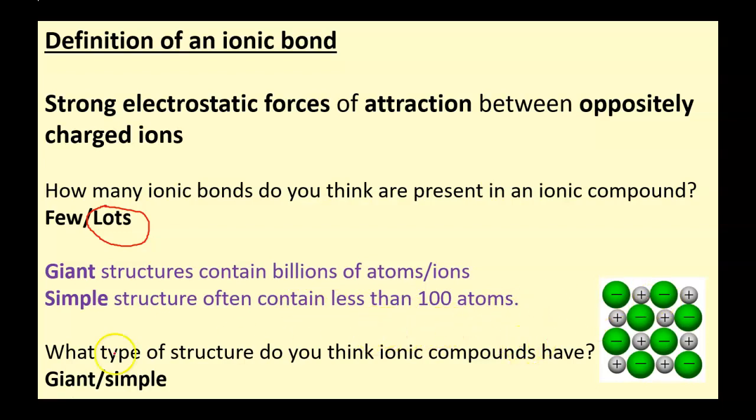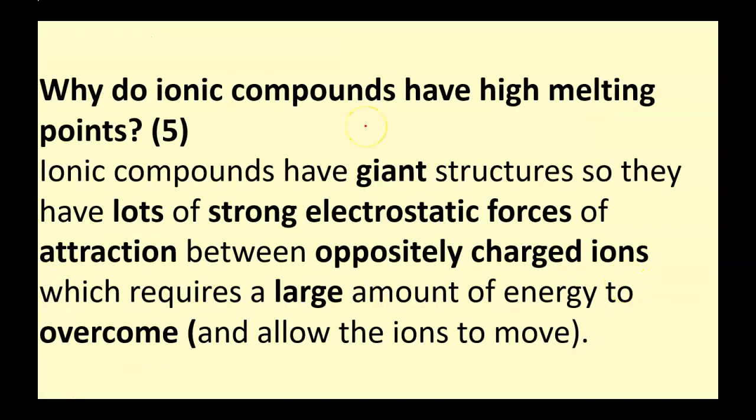So, ionic compounds have giant structures. They've got loads and loads of particles which make them up. Loads and loads of positive ions, loads and loads of negative ions. And why do ionic compounds have high melting points?